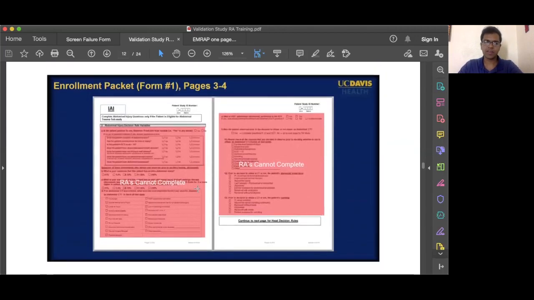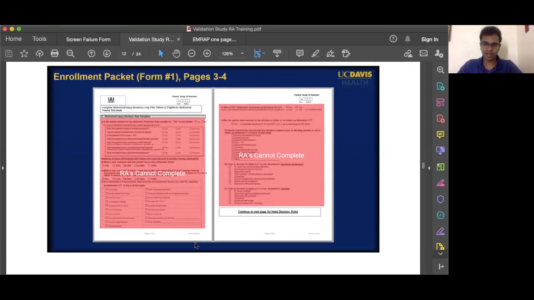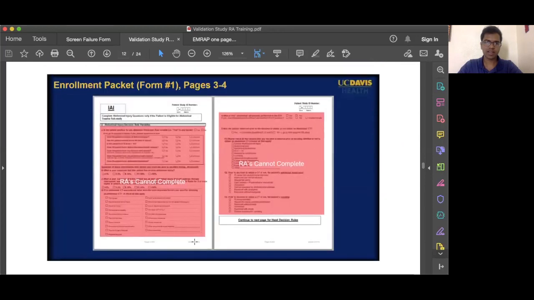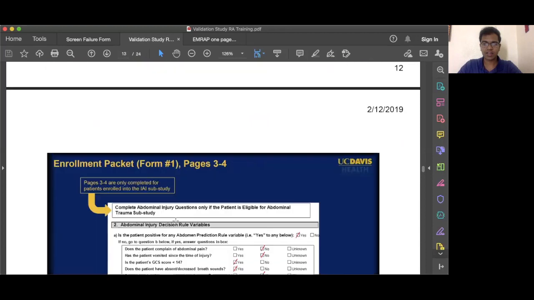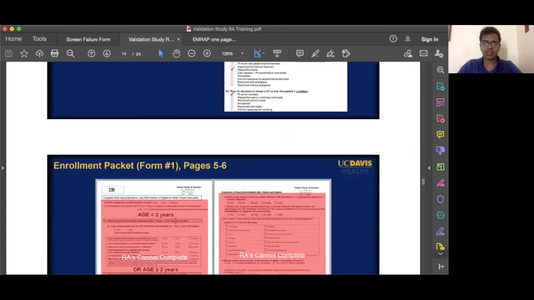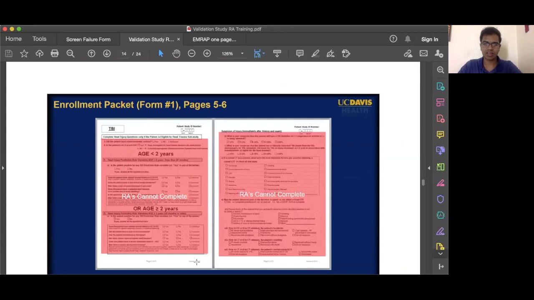Okay. Moving on to the rest of the Form 1. This is stuff that we cannot complete. That's filled out by the attending. And it's going to have 2 sections. We're going to have the IAI subsection right here. And later on, after the page 3 and 4, we're going to have the TBI sub-study.